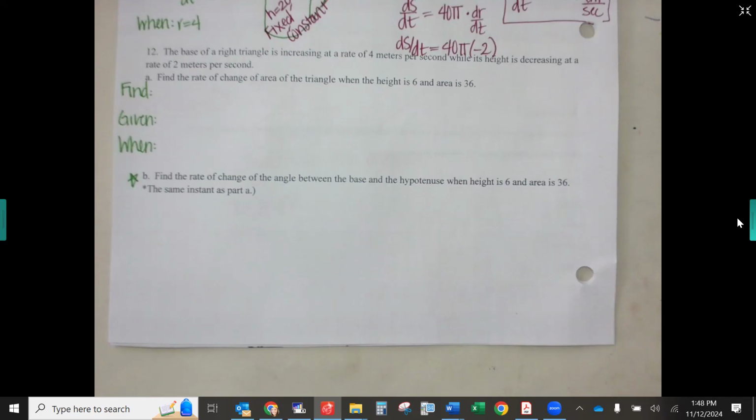Wait, you're talking about this one? Yeah. Put in the 3x. The dB/dt is. But you're multiplying. You can do 4 times 3.